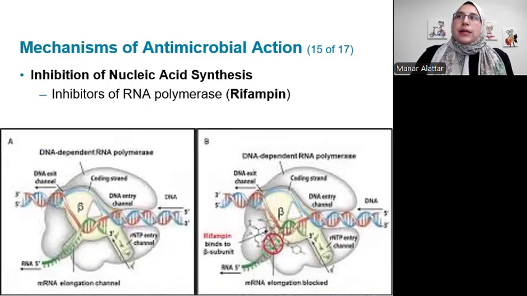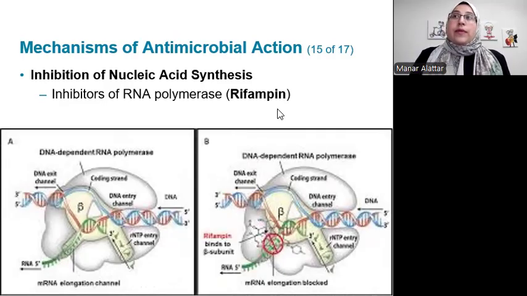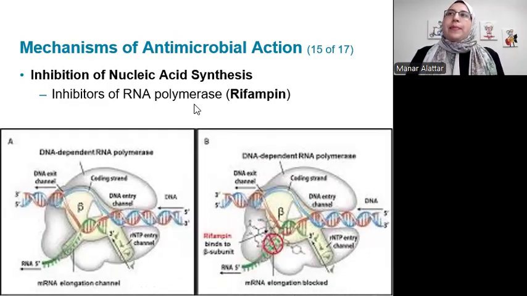We also have an antibiotic called rifampin, and rifampin inhibits the RNA polymerase, so it specifically inhibits the production of mRNA without inhibiting the production of DNA. It binds to the RNA polymerase, which is making a copy of the DNA into mRNA, and it prevents mRNA production. So rifampin is also an antibiotic that inhibits nucleic acid production.